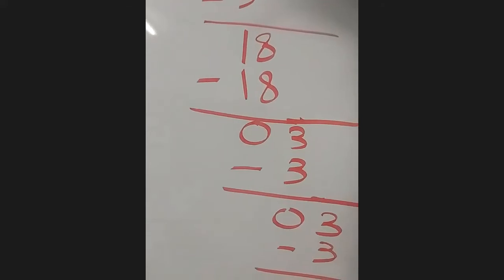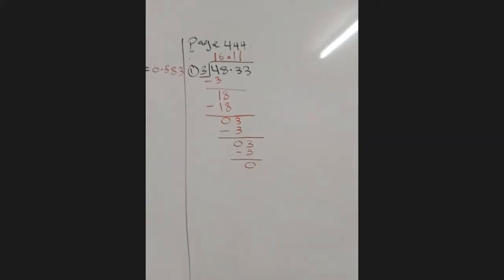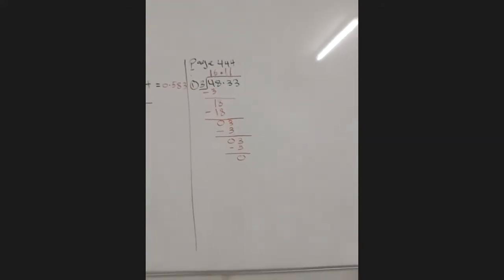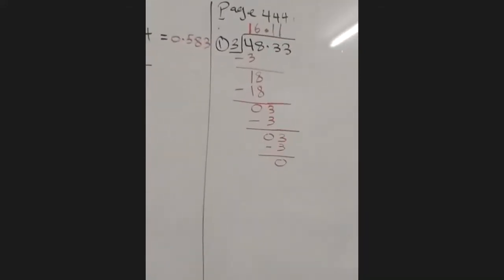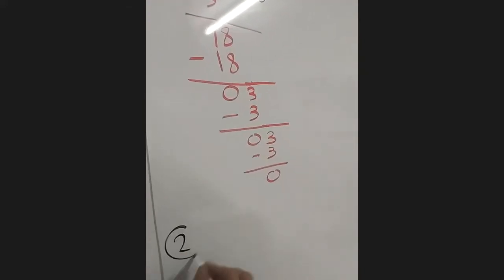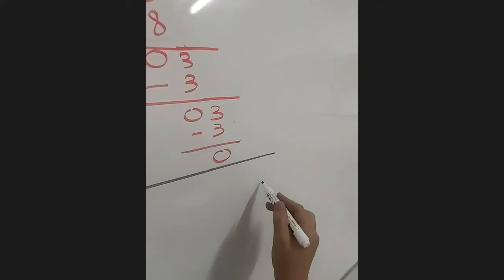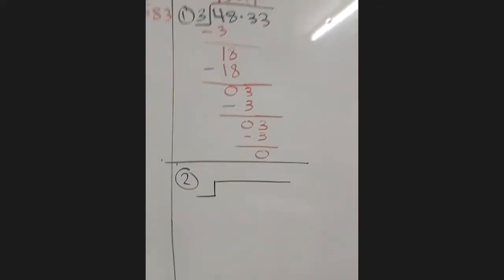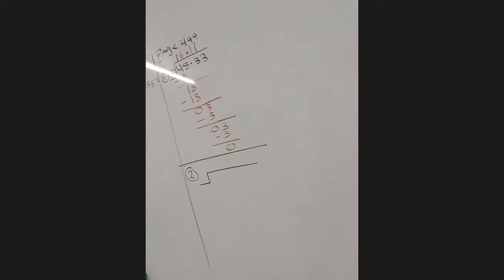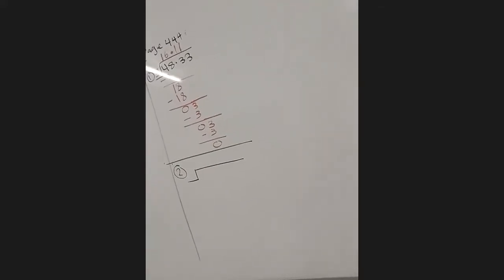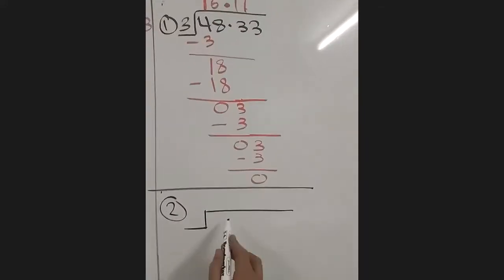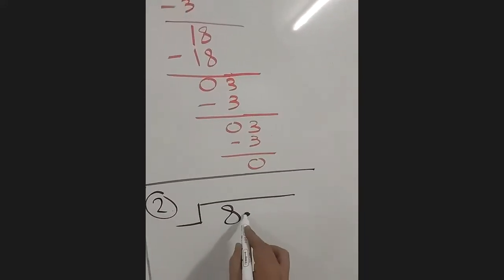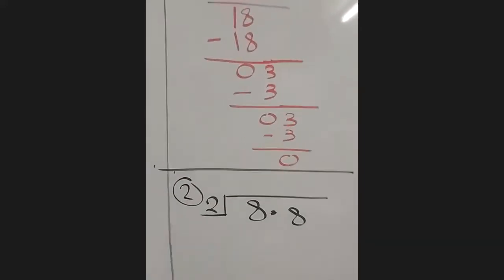16.11. This is question 1, guys, page 444. Do it, please. Now we'll go to question 2. Beside it, we have question 2. We have 8.8 divided by 2.